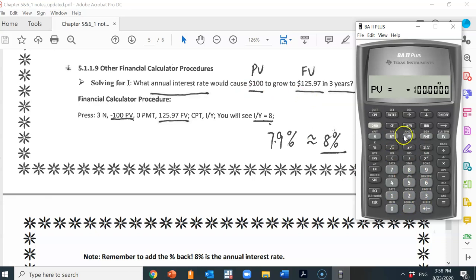Okay, we're looking for I, so we're going to compute it later. Payment is still 0. Future value is 125.97 as our future value. Okay, and then I compute for I. Okay, we see 7.9997%. Okay, remember to add back the percentage sign. When I is 7.9997, it actually means we have an interest rate of 8%.